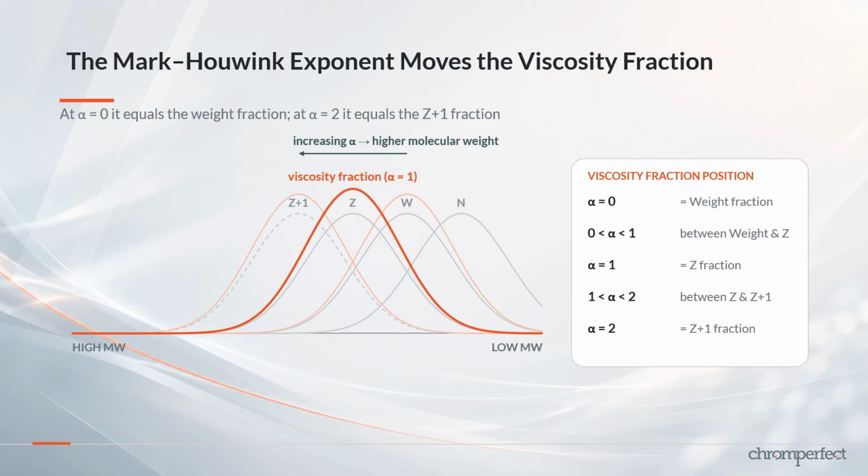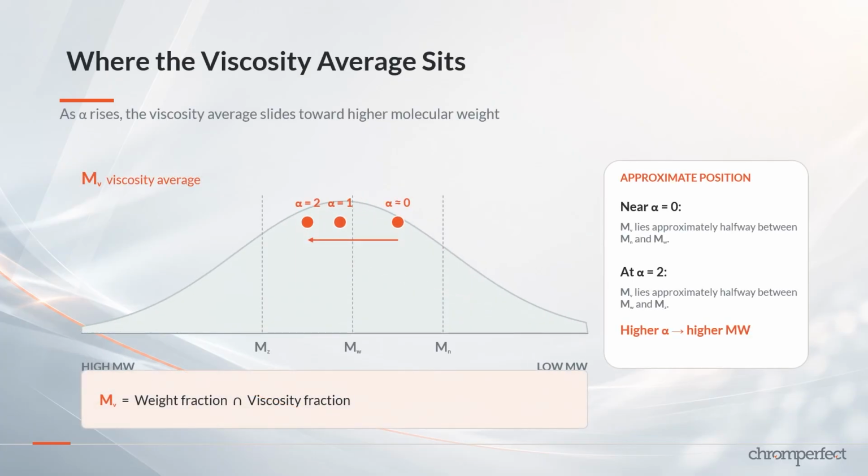When alpha equals 1, the viscosity fraction and z fraction traces are superimposed. When alpha lies between 1 and 2, the viscosity fraction trace lies between the z fraction and z+1 fraction traces. When alpha equals 2, it becomes superimposed upon the z+1 fraction trace. The Mv marker always occurs at the intersection of the weight fraction and viscosity fraction traces.